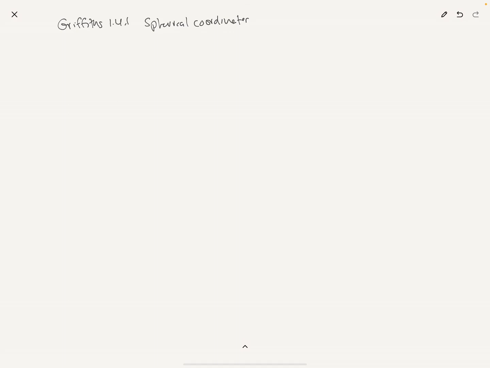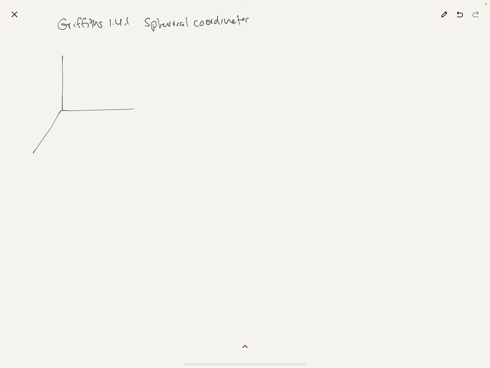This video covers Griffiths E&M section 1.4.1, spherical coordinates. So far we've been talking about things in terms of Cartesian coordinates, but depending on the symmetry of your problem, Cartesian coordinates may not be the most appropriate coordinate system to use. One of your other options is going to be spherical coordinates, which is what we'll talk about in this video.